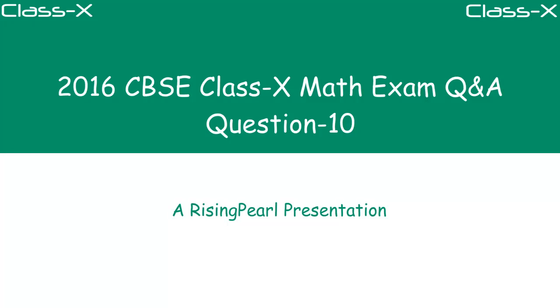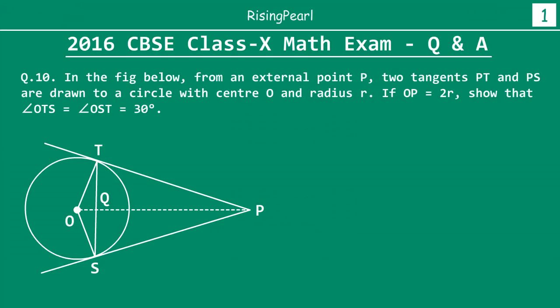Let's take a look at how we solve the 10th question for the CBSE 2016 Class 10 Math exam. So the 10th question goes like this. In the figure below, we have been given a figure. It looks like there is a circle and P is some point and we have two lines going like this. Let's take a look at the question.